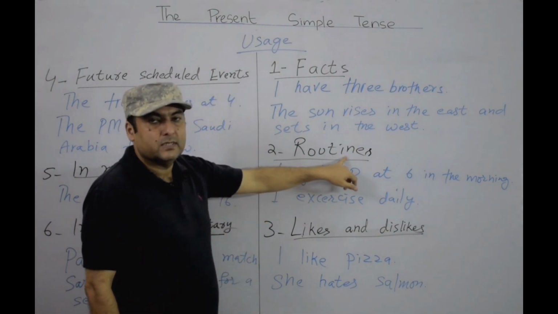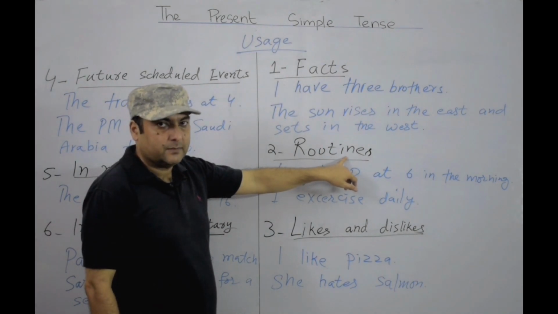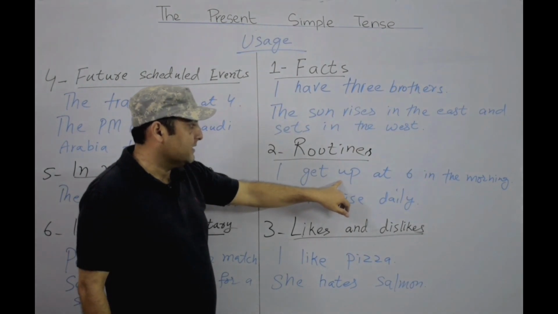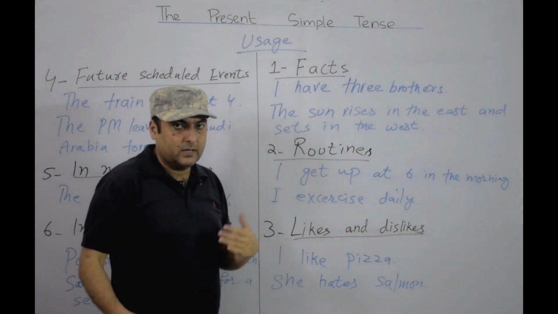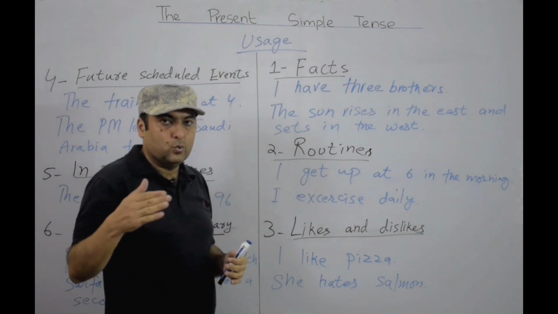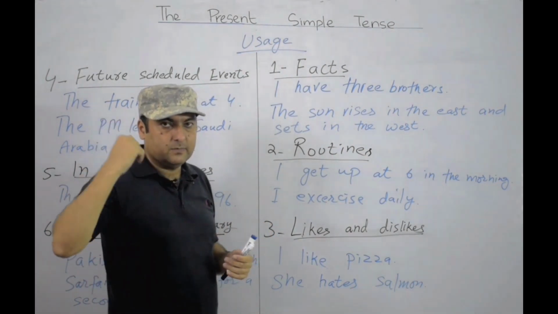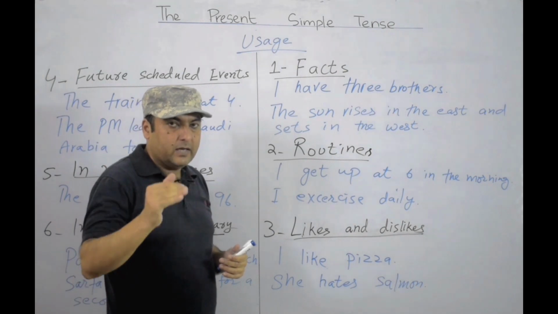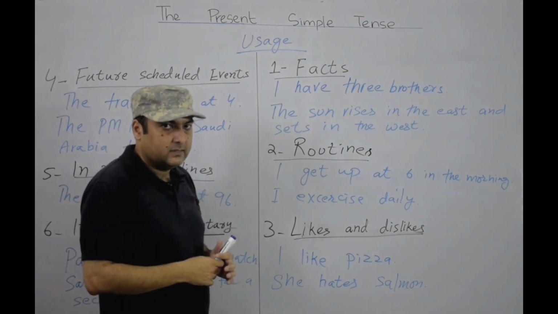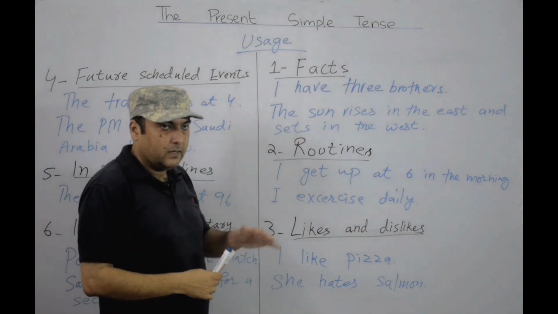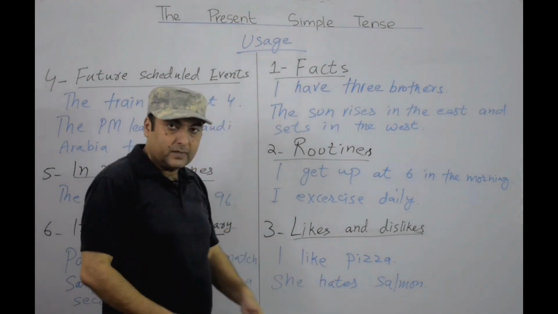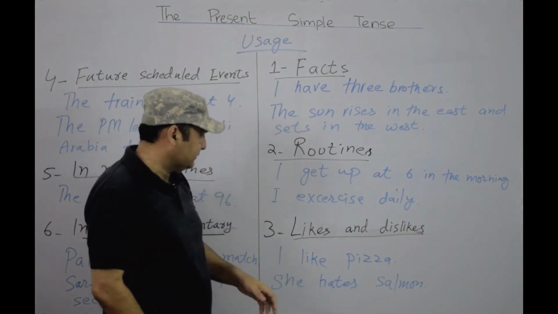We also use this tense to talk about routines. For example, if I talk about myself, I say I get up at 6 in the morning. This is my routine. I exercise daily. I go to work daily. I work 5 times a week, for example. I have my breakfast at this time, for example. So these sentences are about my routine. What about your routine, by the way? Tell me in the comment section.